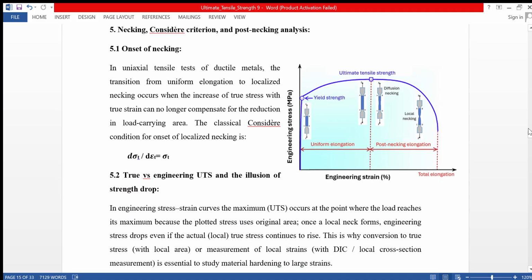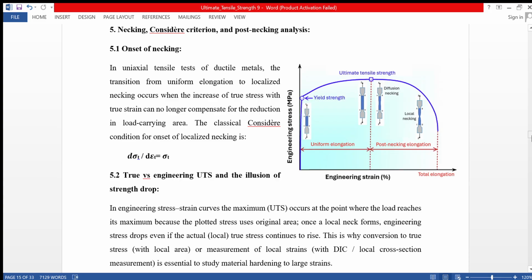Necking. What is necking? Onset of necking. In a uniaxial tensile test of ductile metals, the transition from uniform elongation to localized necking occurs when the increase of true stress with true strain can no longer compensate for the reduction in load-carrying area. The classical Considère equation for onset of localized necking is given below, where you can see the post-necking elongation at this point, and the uniform elongation, yield strength and ultimate tensile strength points there.